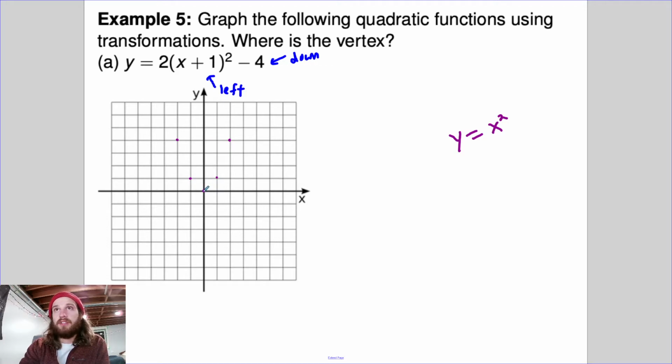So basically, I'm going to take my vertex, I'm going to shift it to the left 1 and down 4. Left 1 down 2, 4. So my new vertex is going to be right here. And then normally I go over 1 up 1 on my parent function. Since this is positive, I'm actually going to go over 1 up 2. Normally I go over 2 up 4. So on this I'm going to go over 2 up twice as far, right? Twice as far I normally go. Twice 4 is 8. So I'm going to go over 2 up. 2, 4, 6, 8.